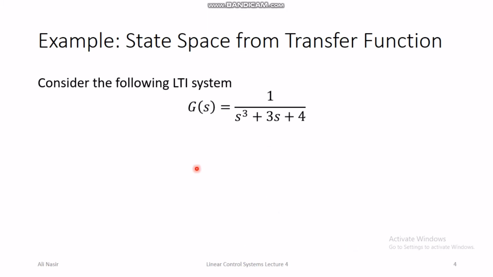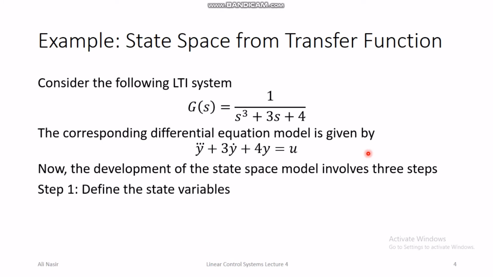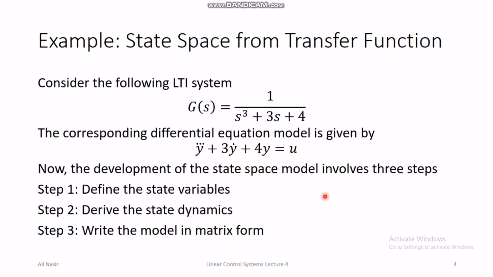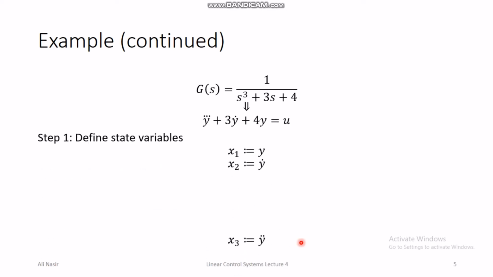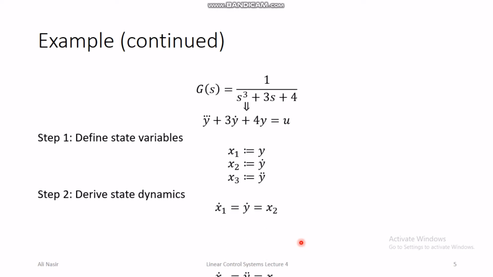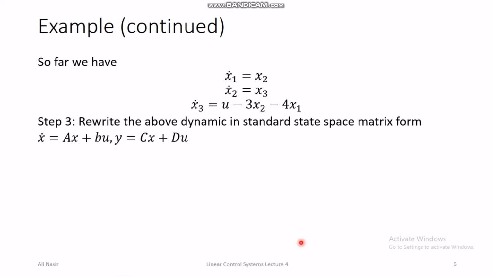Then we looked at the example of how to convert the transfer function or differential equation into state space. We have 3 steps: define the state variables, derive the dynamics, and write the model in matrix form. We defined the state variables: x1 is equal to y, x2 is equal to y dot, x3 is equal to y double dot, and then we derived the dynamics, and then we wrote it down in matrix form.